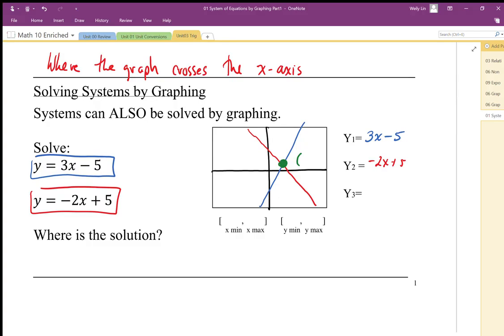Okay, it's hard to guess at that, so I'm just going to calculate it. It's going to be at x is 2, y is 1. So the solution is at the intersection of the two lines.